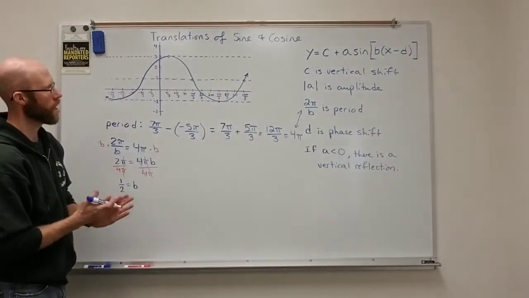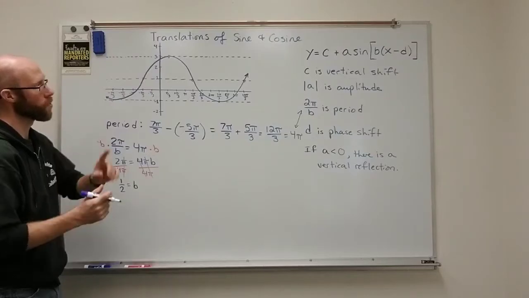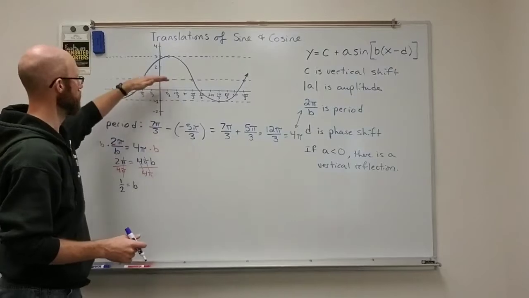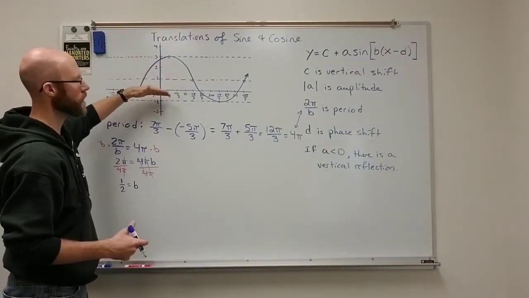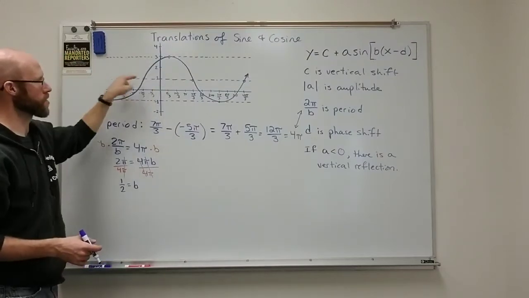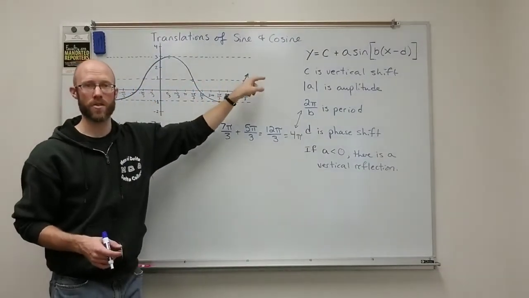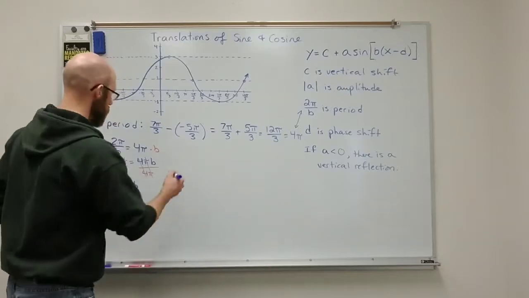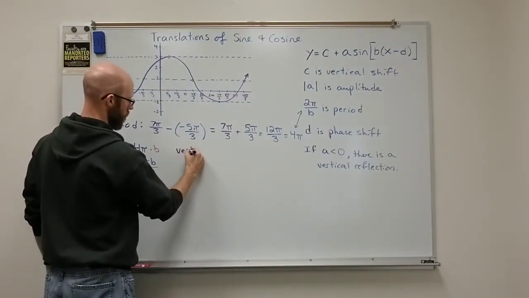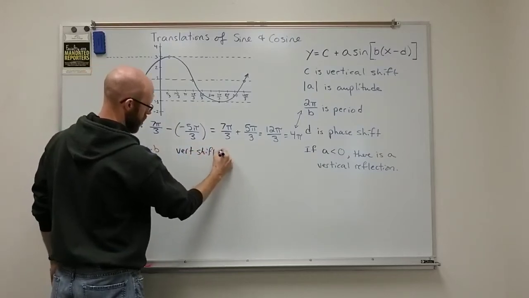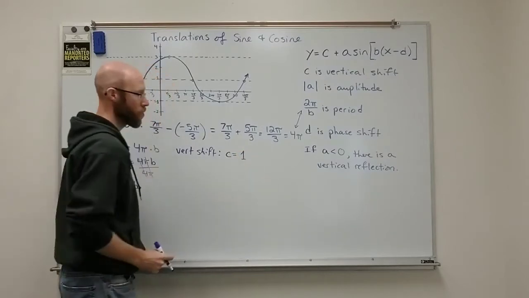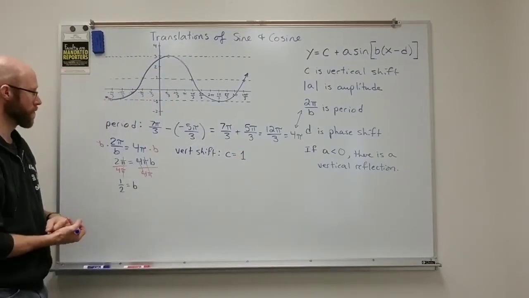All right. So now there's one other thing that doesn't matter whether it's sine or cosine, and that's the vertical shift. The vertical shift is obviously 1 because the central axis here is 1 unit above the x-axis. So vertical shift is 1. That tells me that the c value is going to be 1 no matter what I use here.